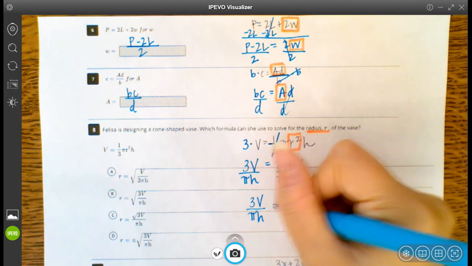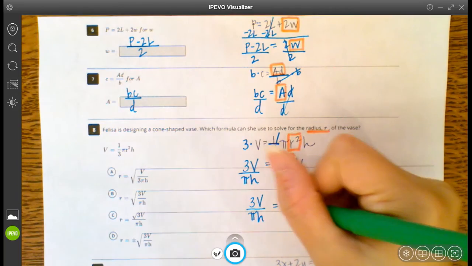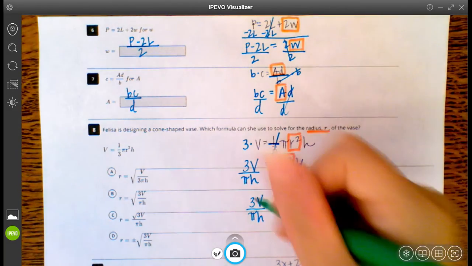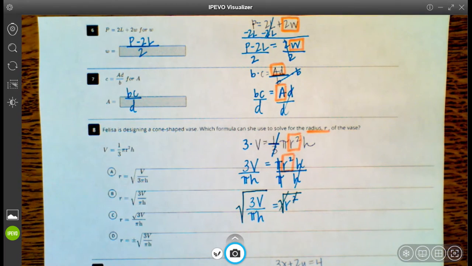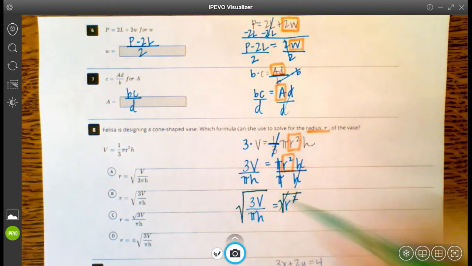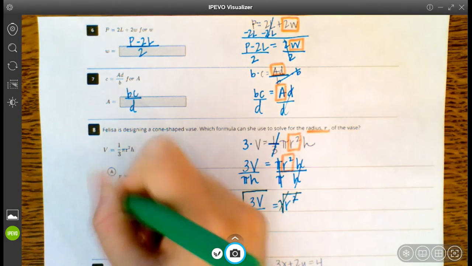But I don't want r squared, I just want r. So to undo a power of 2, we use its inverse, which is a square root. Now we're going to play with that a little bit later on in Algebra 1. So don't freak out if that's not too exciting or you're a little unsure about that. And you would square root the entire thing that you came up with in the last step. So all of it should be under the square root symbol, which means our answer is letter B.